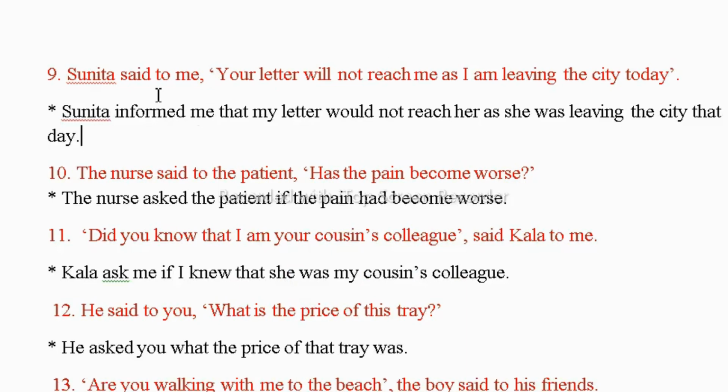Next question, Sunita said to me, "Your letter will not reach me as I am leaving the city today." So Sunita informed. Here someone is informing, it's not a declarative sentence. Sunita informed me. Instead of said, write informed. Sunita informed me that my letter, your letter will change to my letter, will change to would not reach her. Me changes to her because it's a pronoun. There are rules to change these pronouns. So reach her as she was leaving the city. I am leaving the city, since you are changing direct to indirect, she was leaving the city. Today changed to that day.